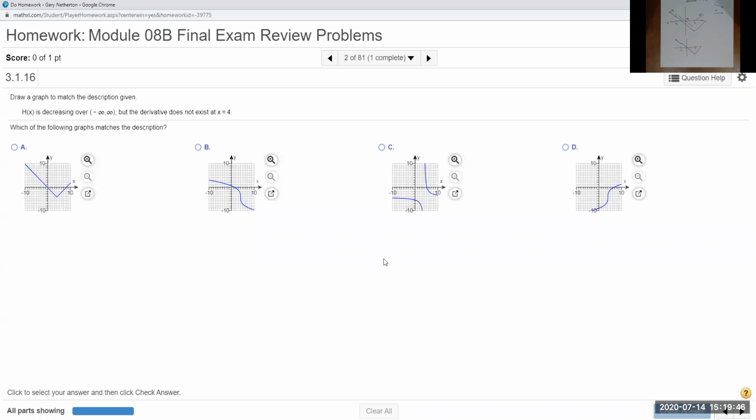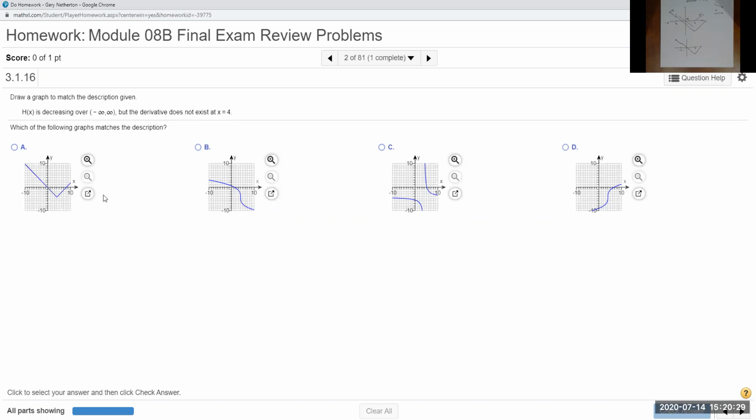All right, number 2, same kind of problem. Maybe we can just talk about this one and look at the answers, and I'll have to work it out on paper. Draw a graph. H is decreasing over -infinity to infinity, but the derivative does not exist at x equals 4. So in other words, this is saying the whole graph is going down. The graph is decreasing, except something strange is happening at x equals 4. The graph is not defined, which means there's sort of a break in the graph at x equals 4.